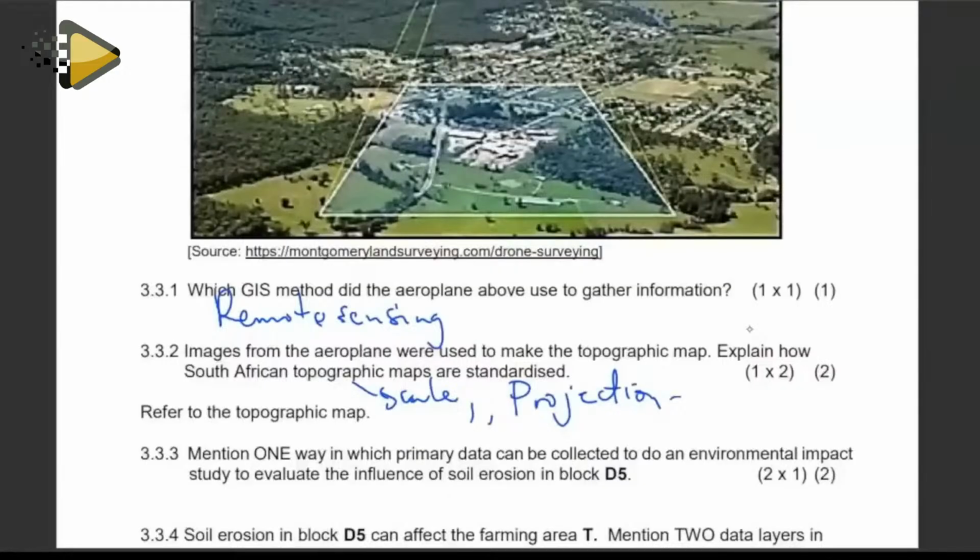So we also use projections such that we do not have misleading information or wrong information, because the information that has been captured there is from a curved surface. Our earth surface is not actually flat, but we need to take that information and put it on a flat piece of paper. We have to use projection. So projection is also another way of standardizing the maps.